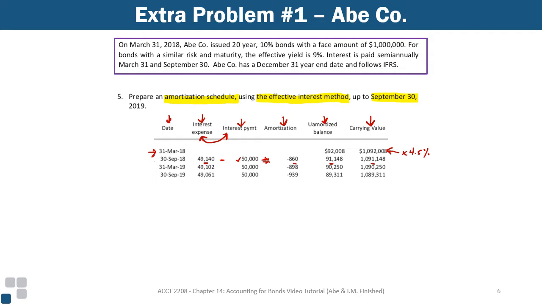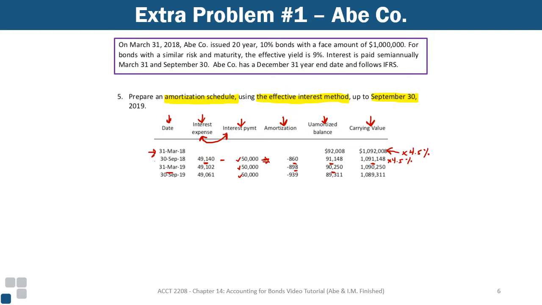The next payment, March 31st, is still 50,000. In fact, it's 50,000 for all the payments. But now the interest expense of 49,102 is based on the balance at the end of the previous period. So 1,091,148 times 4.5% gives you 49,102. Subtract the amount of payment. The amortization of the premium is 898, giving a premium balance of 90,250 and a bond balance of 1,090,250. And you see how this continues.